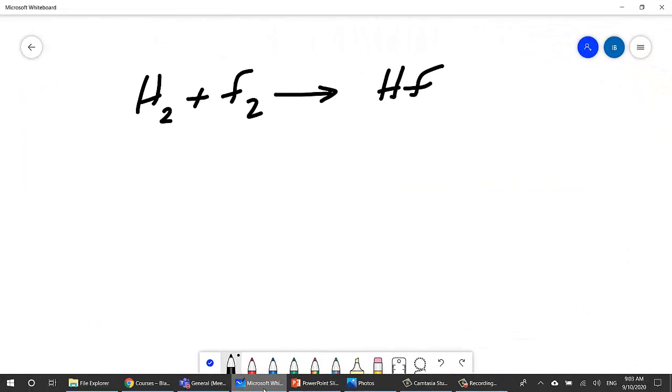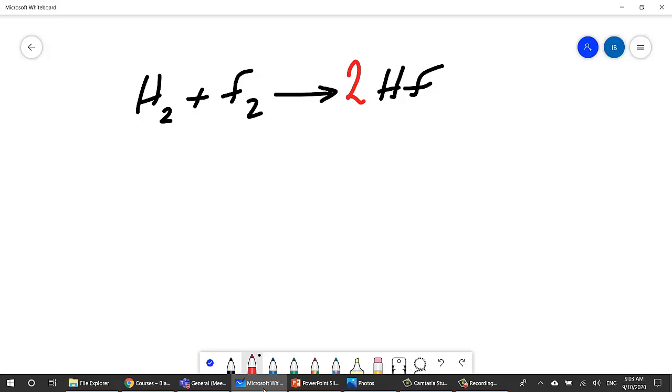Does anybody know how to balance this equation? Or is this equation already balanced? Anybody? No. Yeah, okay, so, what should we do? Yes? 2HF, yes. So, this is balancing equation.